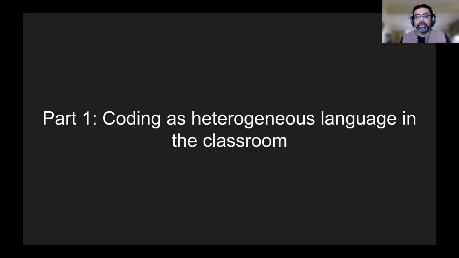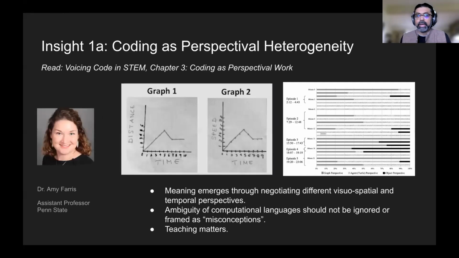So coding is heterogeneous language in the classroom. And this is mainly a set of chapters from the book. So the first slide is on chapter 3 in our book, and it's called Coding as Perspectival Work. And this is the work of my ex-student, Dr. Amy Farris, who's now an assistant professor at Penn State.